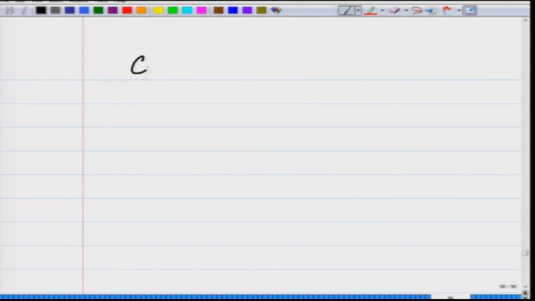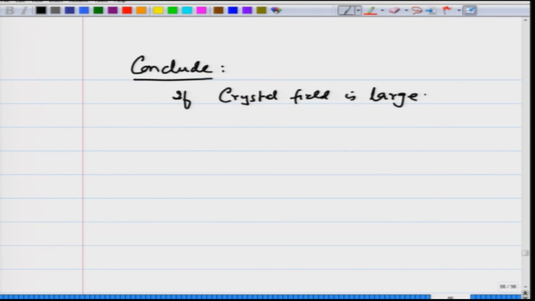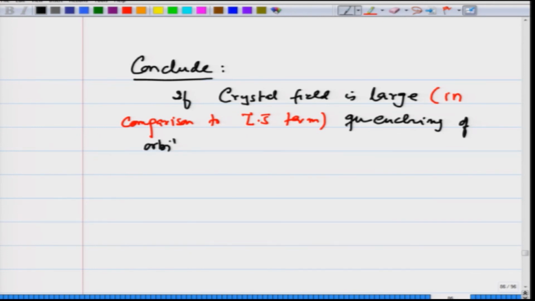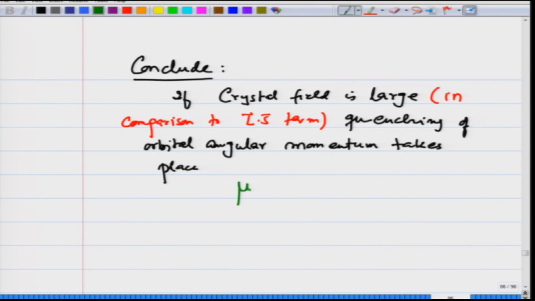So, to conclude, what we have shown is if crystal field is large, and small is determined by the spin orbit coupling, so let me write in comparison to L dot S term, then quenching of orbital angular momentum takes place. And in this case, mu effective becomes equal to square root of S(S plus 1) mu B. Thank you.